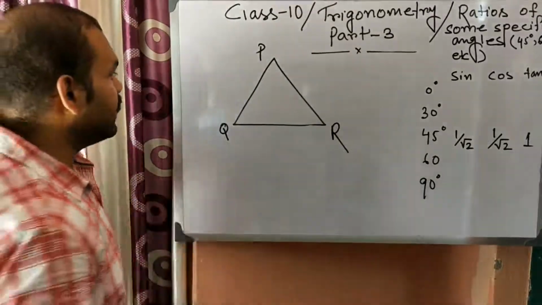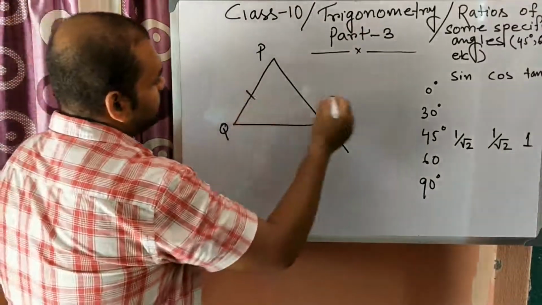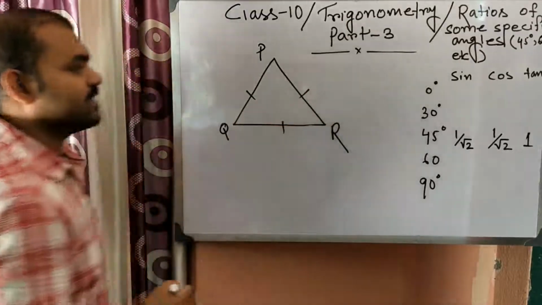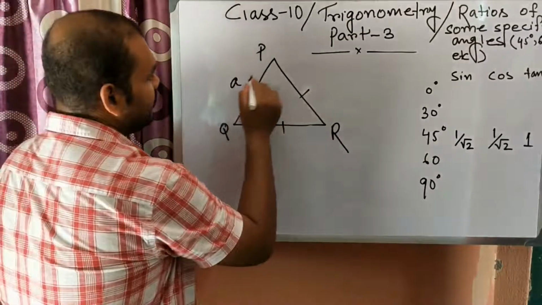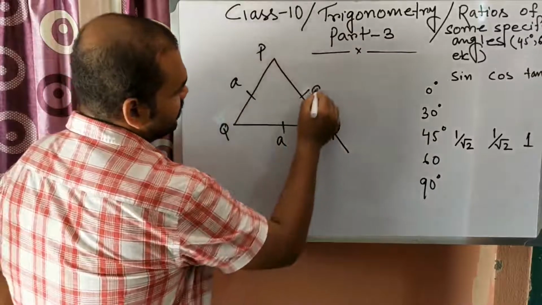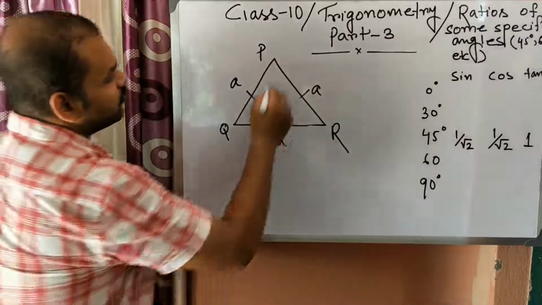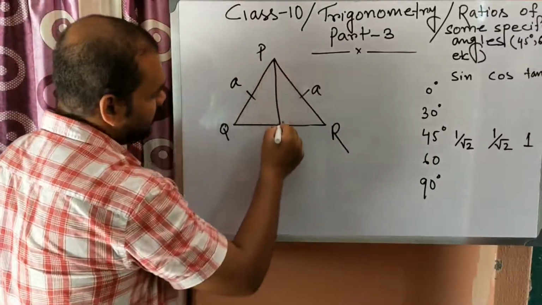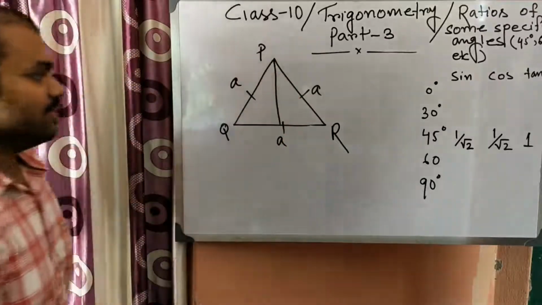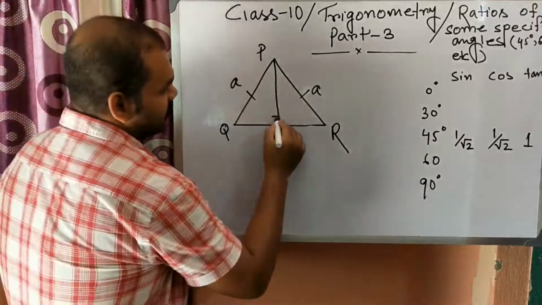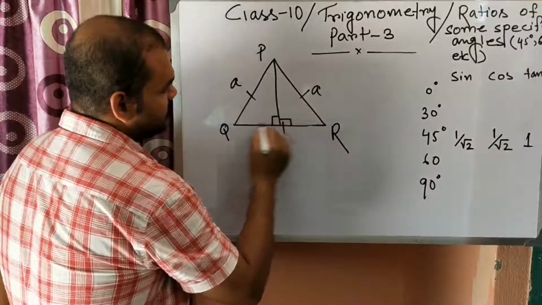So in case of an equilateral triangle, PQ, PR and QR are all the same. Suppose this is A, this is A, this is A. Now draw a perpendicular. The perpendicular will bisect QR. So this is 90 degrees and this is also 90 degrees.